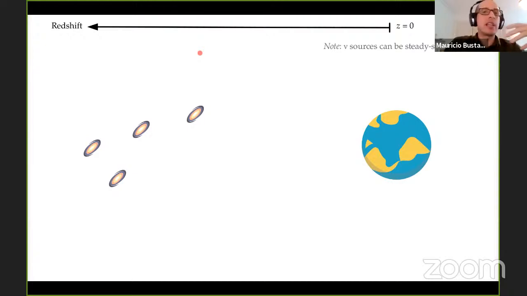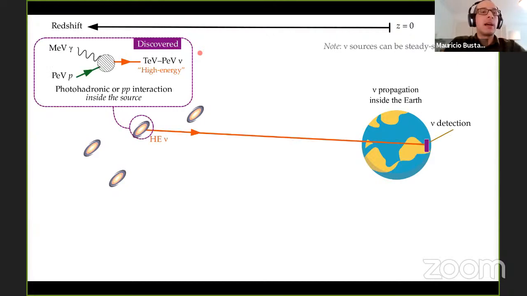And they can be either steady state, so they can continually be emitting neutrinos, or they can be transient, so they can emit only as a burst of neutrinos occasionally. But they are far away, and we have seen neutrinos in the TeV to PeV range, as I said, coming from proton-photon interactions, presumably in the sources, or proton-proton interactions as well. We call these high energy astrophysical neutrinos. They traverse part of the Earth, and they're detected at specialized neutrino telescopes at the Earth.